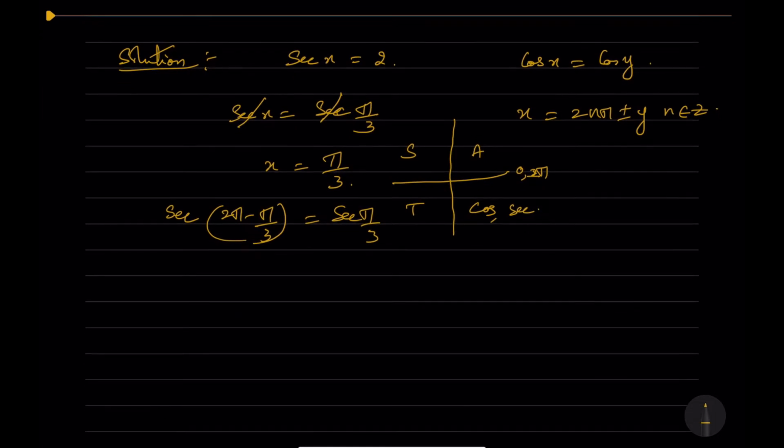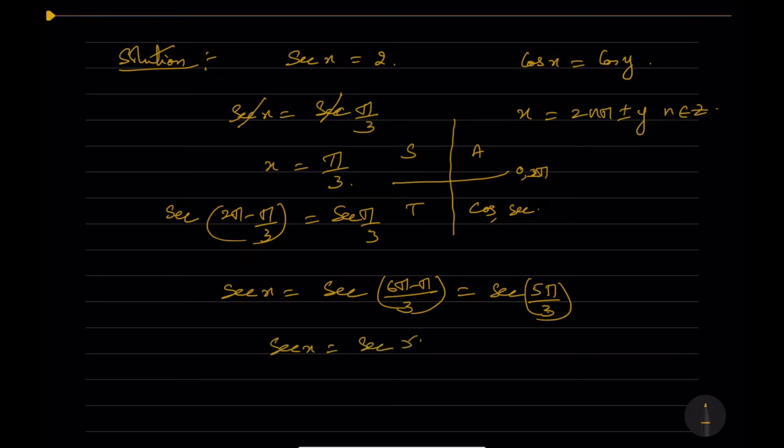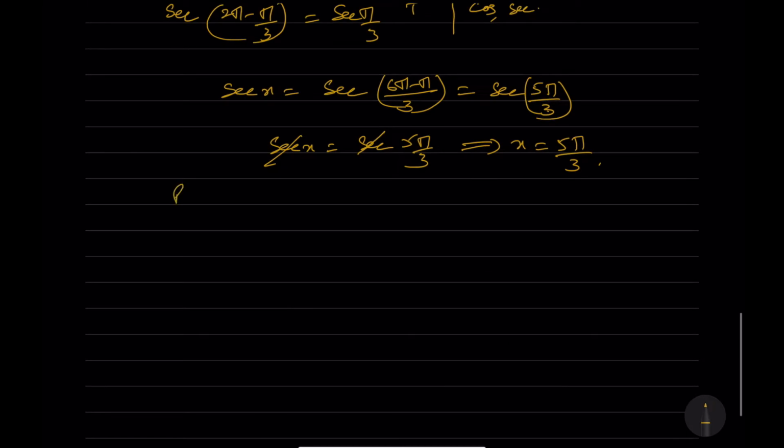Therefore you can write secant x is equal to secant, and if you take an LCM over here, you are going to get 6 pi minus pi, that is equal to secant of 5 pi by 3. So secant x is equal to secant 5 pi by 3. So secant will get cancelled, and you are getting x is equal to 5 pi by 3. So the principal solutions which we are having here are pi by 3 and 5 pi by 3.